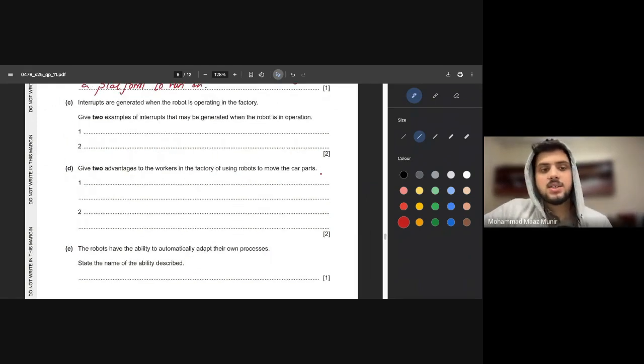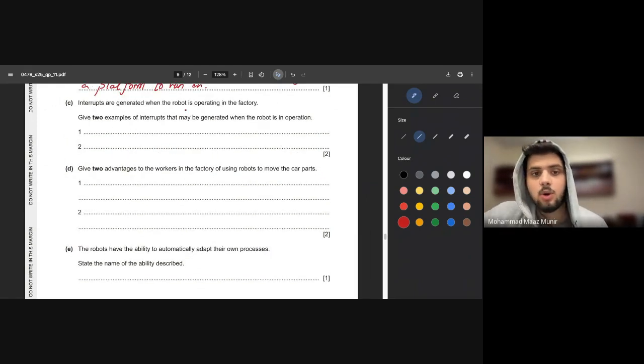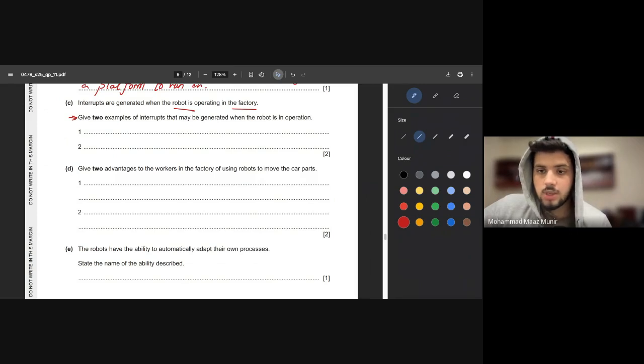Perfect. Part C then says that interrupts are generated when the robot is operating in the factory. And so we need to give two examples of interrupts that may be generated. So now this part is basically, yes, instructions stored in ROM. Bilkul, Moiz, you're correct. But now in part C, it's basically stating that you need to give two scenarios where an interrupt might be used. So one can be, what if there is a hardware error? Or maybe the second one could be, because it's a robot, what if the battery is low? So these could be two of the most possible cases.